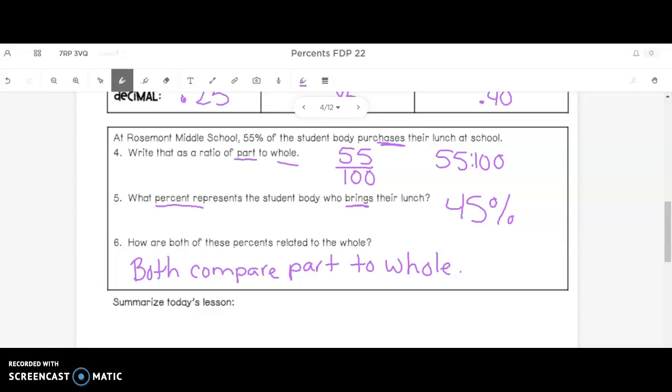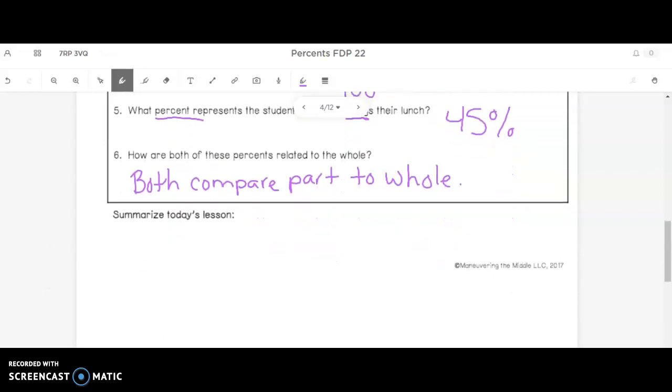And that is today's lesson. If I was going to write a summary of today's lesson, I would probably write that values can be shown in 3 equivalent ways. We can write them as fractions, percents, and decimals.